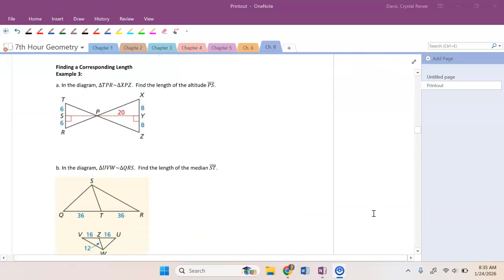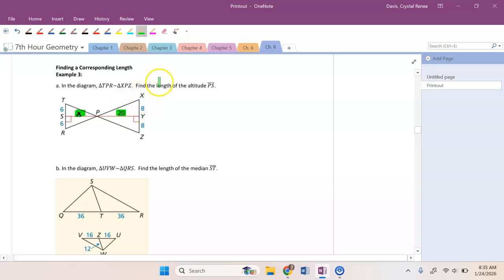All right, let's do a couple more examples and then we'll stop for the day. So these aren't just side lengths, these are parts of triangles as well that have the same proportion. So notice it says in the diagram, this triangle here is similar to this triangle here. We want to find the length of the altitude PS, so this is what we're looking at. Well, notice we have the altitude of this triangle on the right, which is 20, and these are going to be corresponding parts, so these are going to be the same as corresponding side lengths.